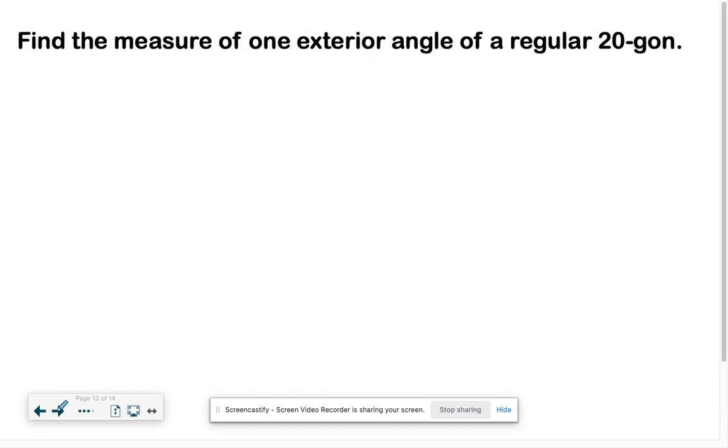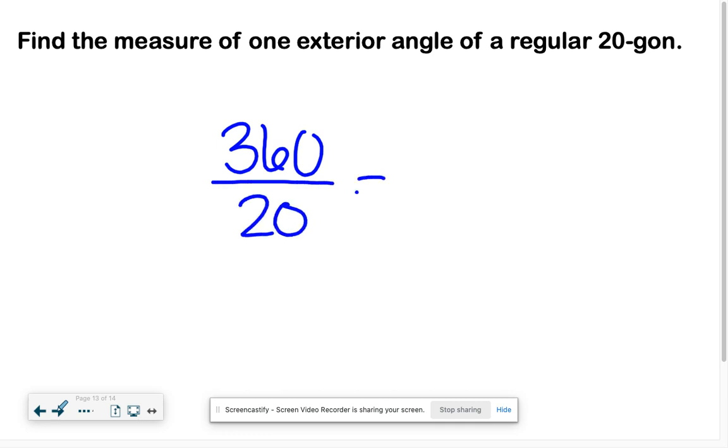So then our last one's pretty straightforward. Find the measure of one exterior angle of a regular 20-gon. We're gonna take 360 and divide it by what, you guys? 20. What do we get? 18. Beautiful. Good work.